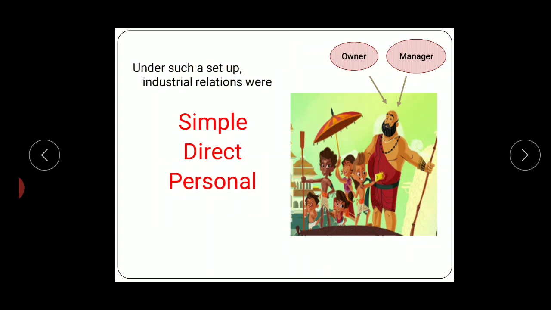Now see, under such a setup, industrial relations were very simple, direct, personal. And if you look at the picture, you can see the same person is the owner and the same person is the manager. Okay, he is taking care of his employees, considered his kids as the employees, and he is like the fatherly figure, and he is taking care of their needs, he is settling their grievances, everything. He is managing also, and he is the owner also. Okay, so pre-industrial revolution mein aisa tha. जो सिनेरियो था आपका बहुत सिंपल था. कुछ प्रॉब्लम होता था, जो रिलेशनशिप था ओनर और एम्प्लॉय के बीच में, वो बहुत अच्छा था, डायरेक्ट था, पर्सनल था. ठीक है.